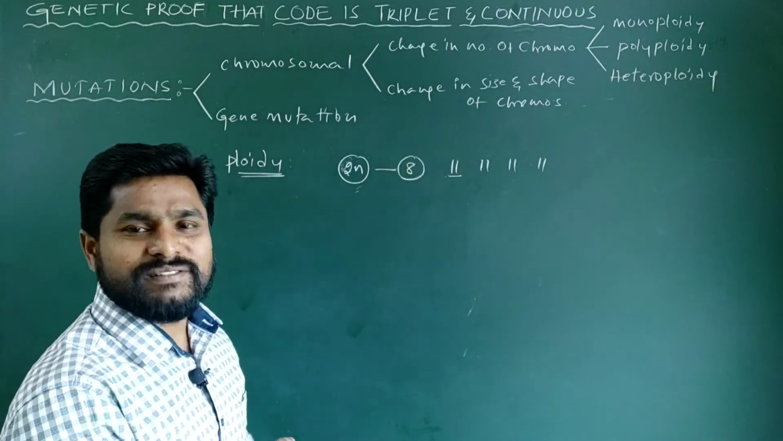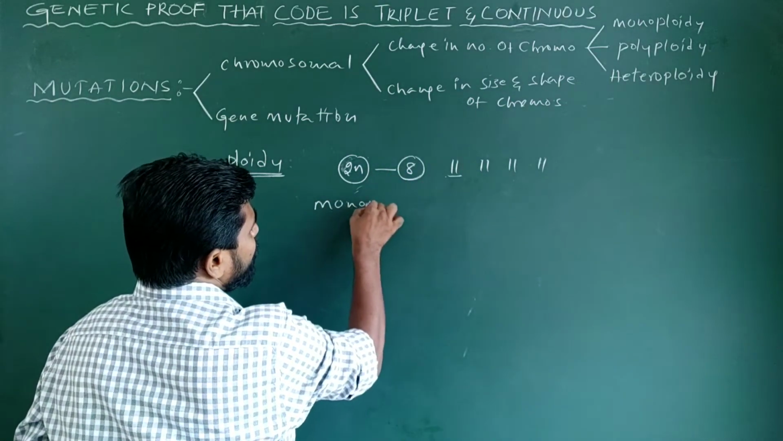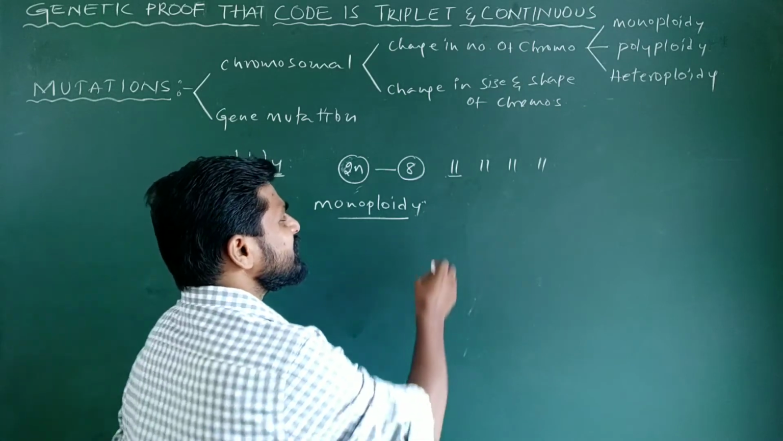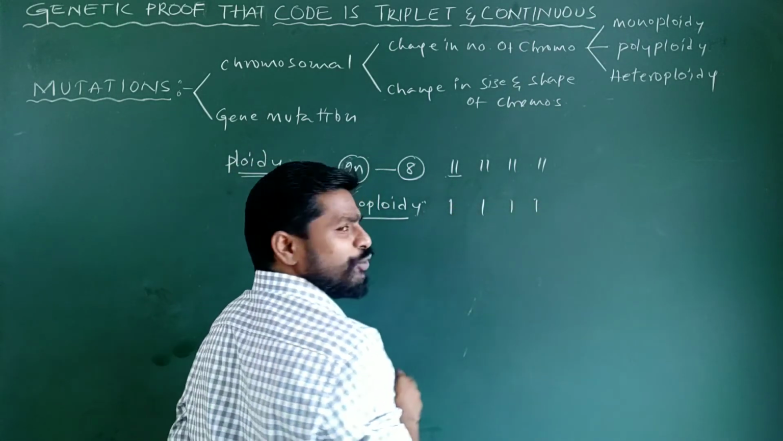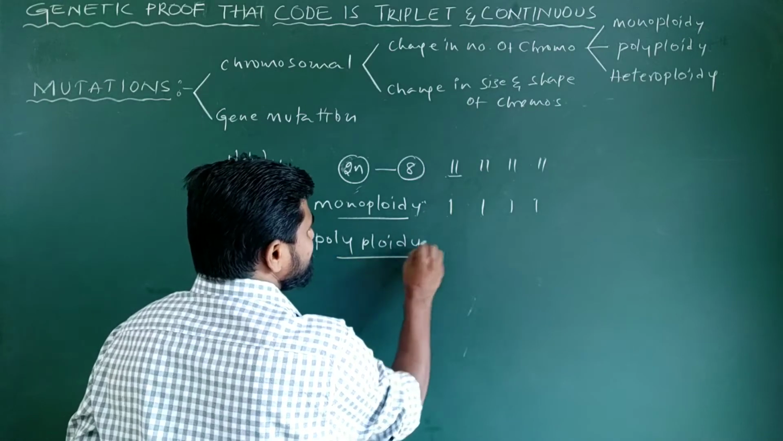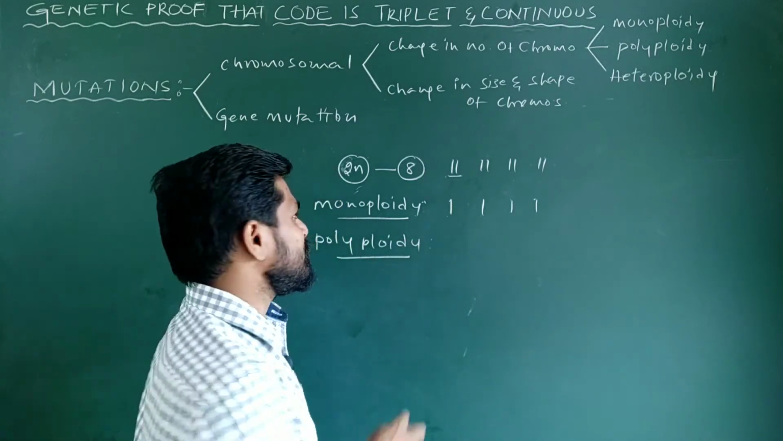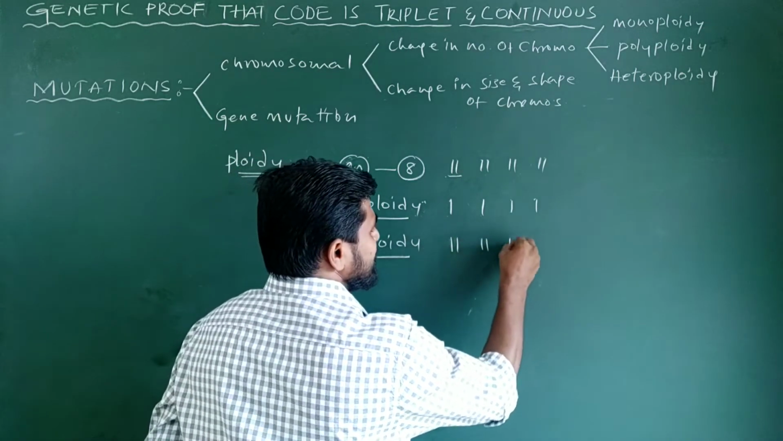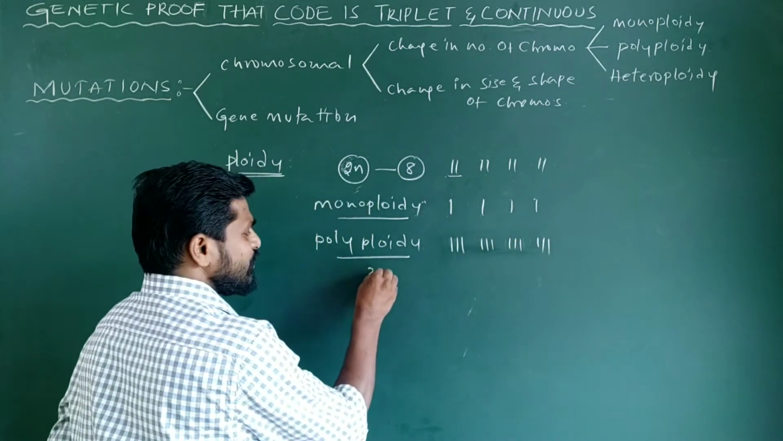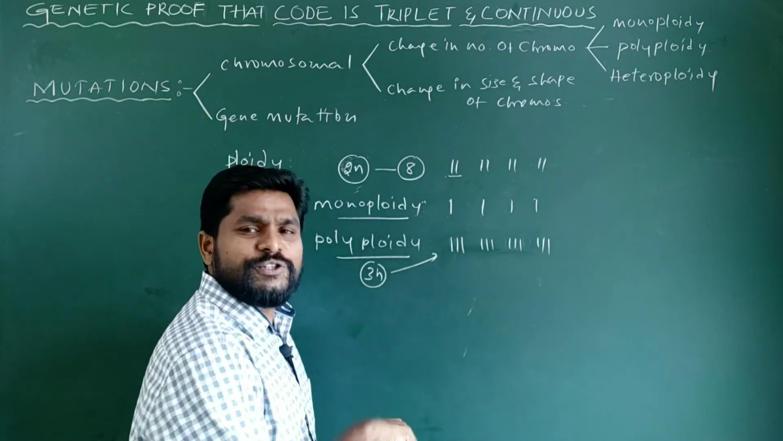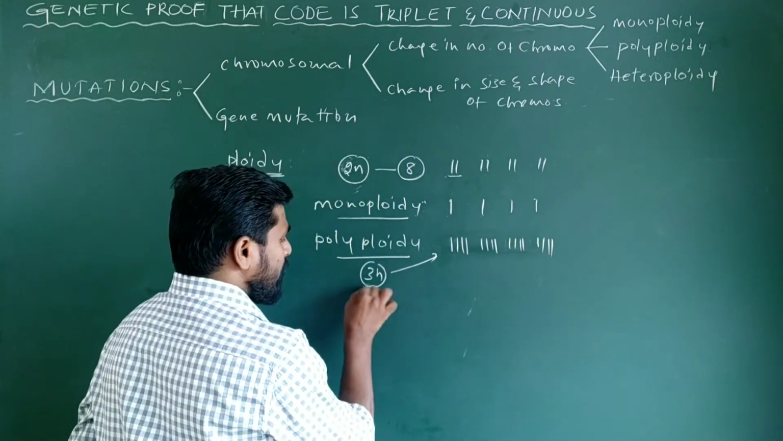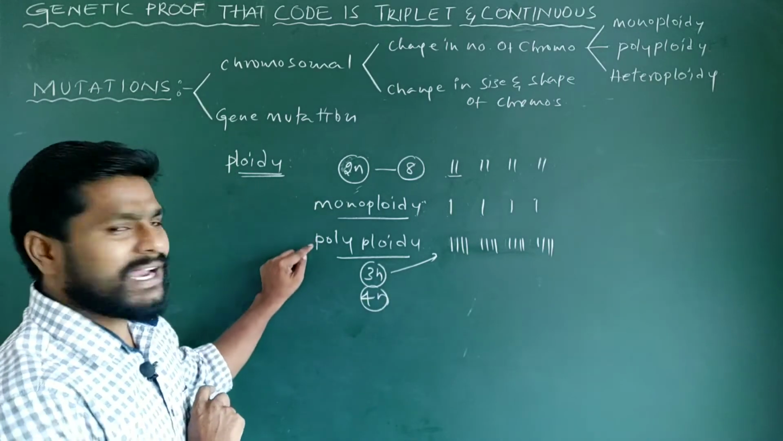Ploidy is of how many types? Three types here. First, monoploidy means the condition in which the organism has a single set of chromosomes, and polyploidy means an organism with more than 2 sets of chromosomes. If an additional set of chromosomes gets added to this diploid set of chromosomes, then it is called triploidy. This is a triploid condition. If 2 sets of chromosomes get added to this diploid set, then it is said to be tetraploidy. This is about monoploidy and polyploidy.